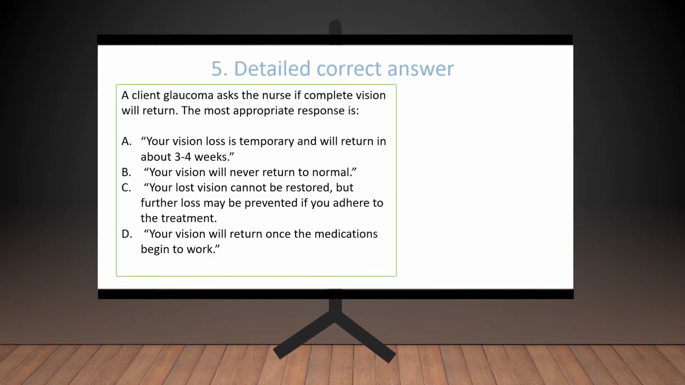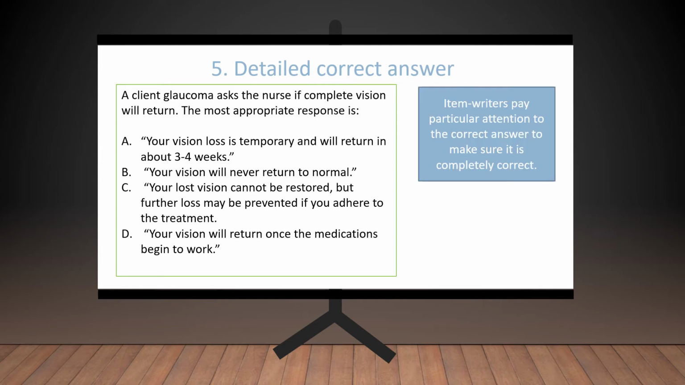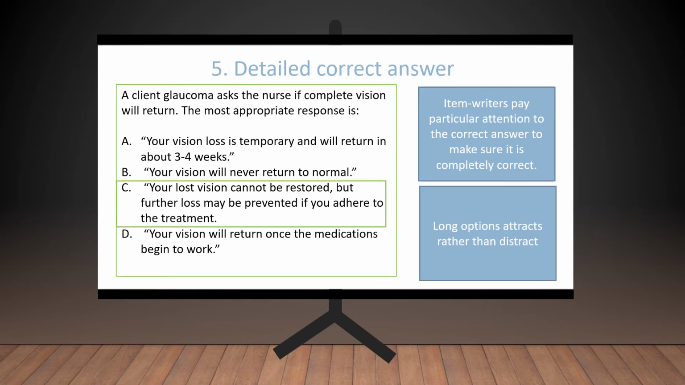Number 5. Detailed correct answer. In this example, the correct answer is the longest option in terms of the amount of detail provided, which is C. This tends to happen because item writers pay particular attention to the correct answer to make sure that it's completely correct. However, long options attract rather than distract.